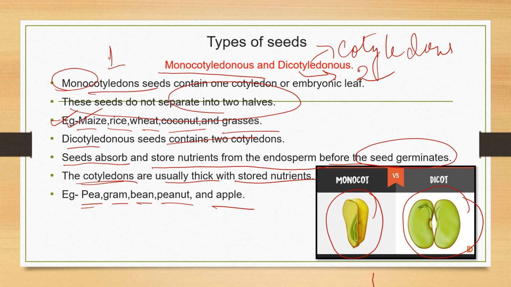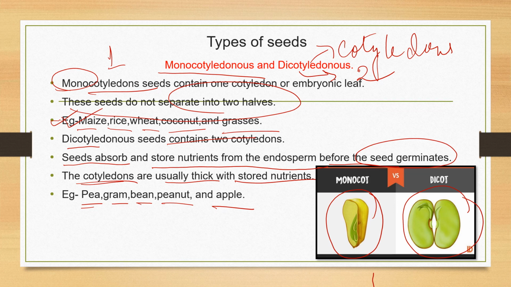cotyledons or seeds, which are the main representing that they are dicot seeds, or they are showing that they are having two seed leaves. So that is dicotyledonous seeds. So just go through the examples of this monocot and dicot seeds. Just remember that monocot seeds are unable to be separated into two halves, whereas the dicot seeds, they are equally divided into two equal halves, like examples of pea, gram, bean, peanut, apple seeds, etc.